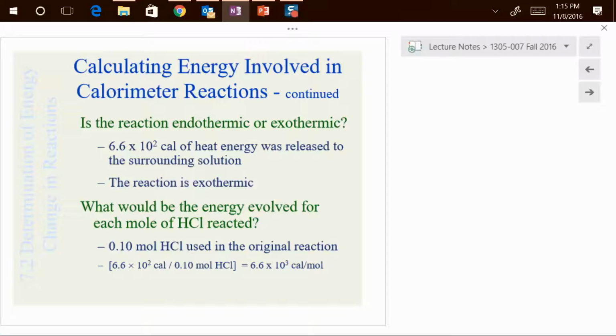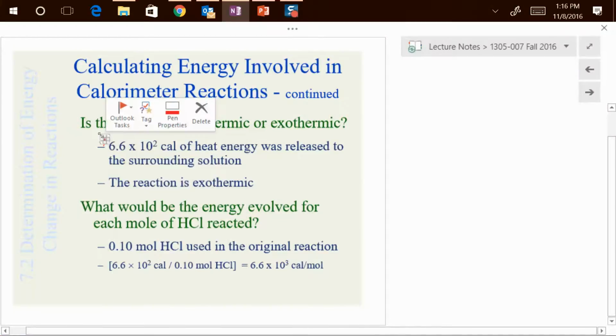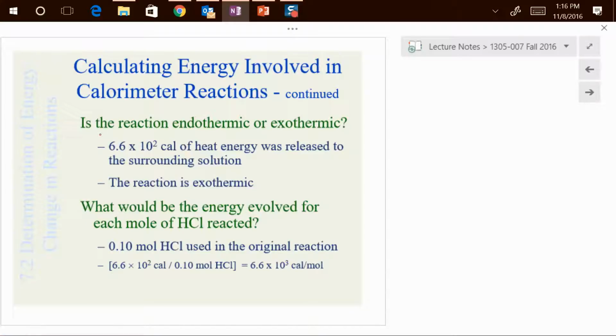So if I wanted to describe this as the Q of the system, I would simply make it a negative. Negative 6.6 times 10 to the second calories of energy was released from the system to the surroundings and absorbed by the surroundings. So that's why the surroundings is positive during this reaction. So this reaction is exothermic because the energy was released from the system to the surroundings.